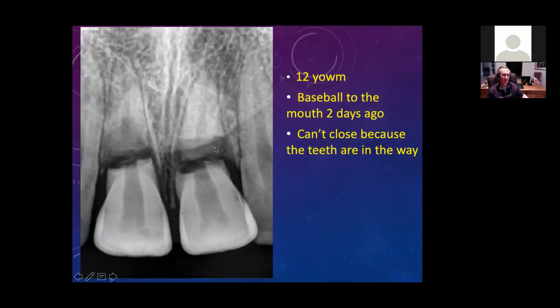A 12-year-old little boy got whacked in the mouth with a baseball, broke both of these. I didn't see him until 2 days later when he couldn't close his teeth together because these were in the way.